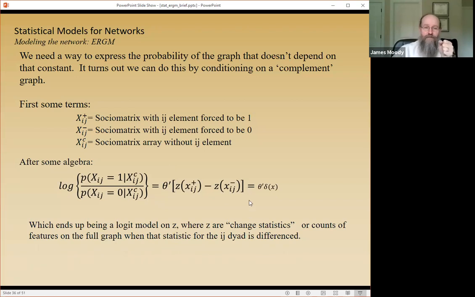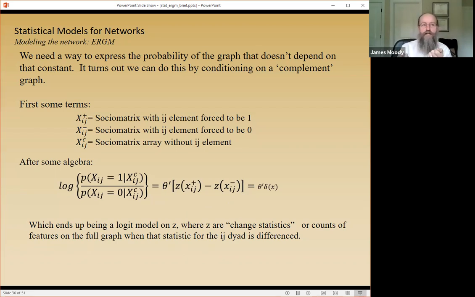Now, sometimes that is knowable just analytically. I just know what that statistic is by virtue of how it's defined. And so I can say, what's the difference if my statistic is degree? Well, if I force the tie to be there and I force the tie to not be there, the difference in the degree is going to be 1. And so that's just going to be a vector of 1s. And all that a vector of 1s is in a logit model is an intercept.